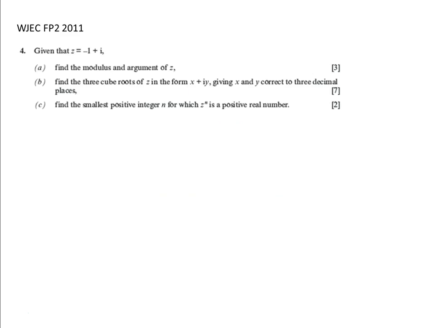Okay, so for our first example, we have z is equal to minus 1 plus i. We have to find the modulus and argument of z. We have to find the cube roots of z. And we have to find the smallest positive integer n for which z to the n is a positive real number.